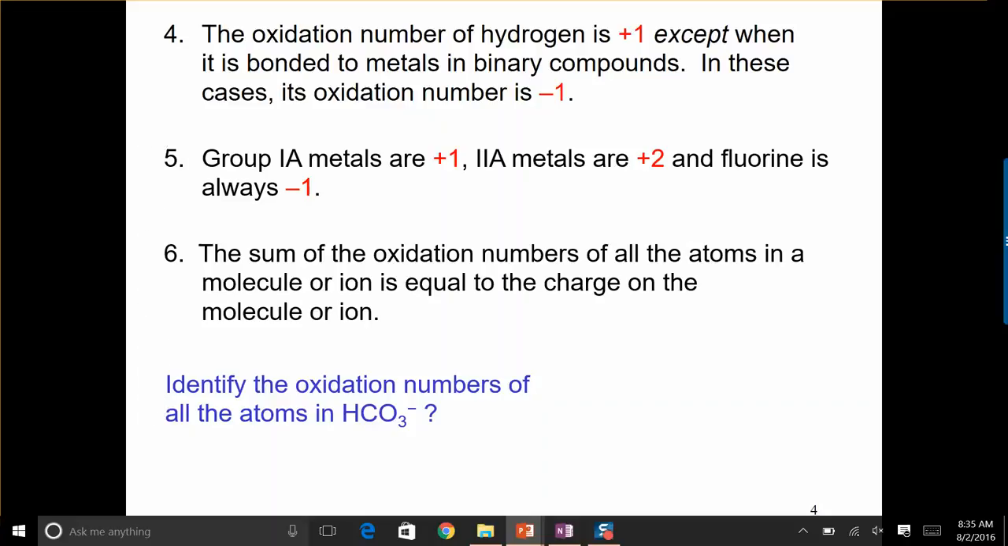Okay, so let's identify the oxidation numbers of all the atoms in HCO3 minus bicarbonate. Okay, so oxygen has a negative 2. Okay, so the oxidation number of oxygen is negative 2. It is not negative 6. Just because there's three of them doesn't mean that oxygen has a negative 6 oxidation number.